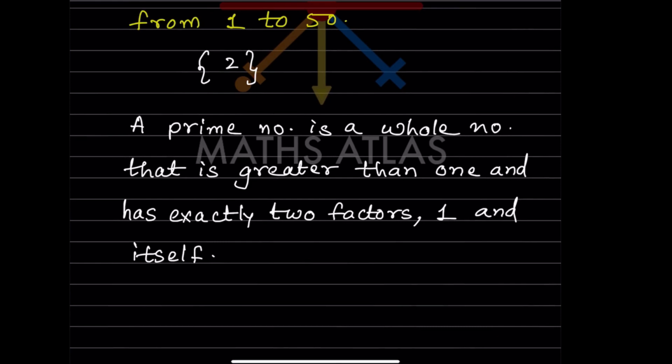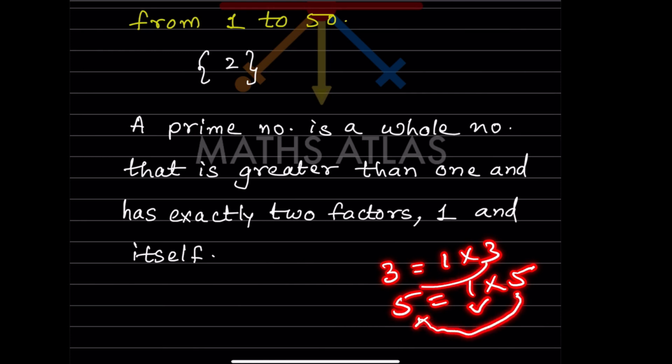Now this is what is written over here. A prime number is a whole number that is greater than 1 and has exactly 2 factors, that is 1 and itself. Suppose we take 3, the factors will be 1 and 3. Because these are prime numbers, the factors are just 1 and 5 for 5. So the factors are 1 and itself. Itself means the same number. Hope this is clear, 1 and itself.